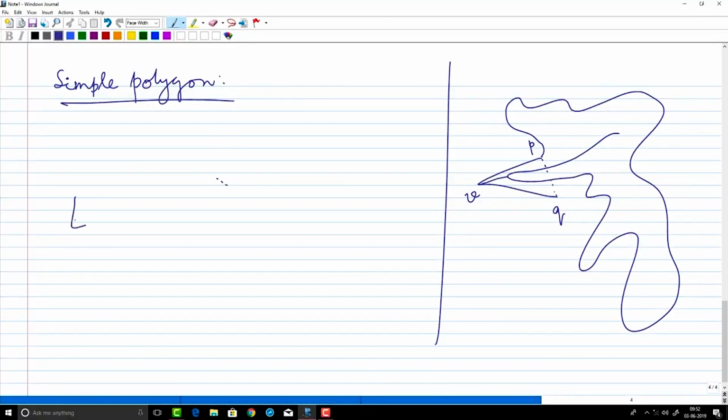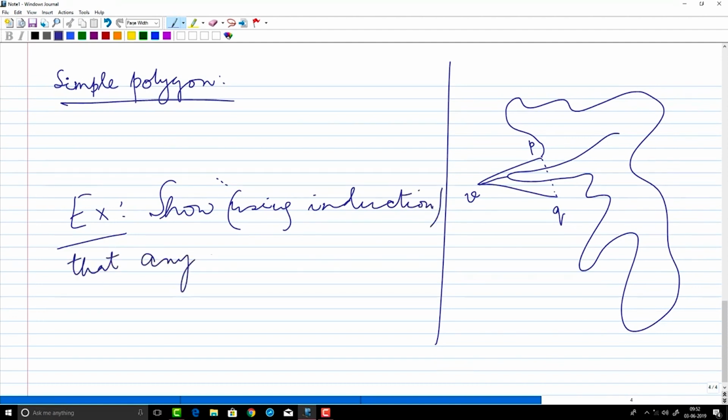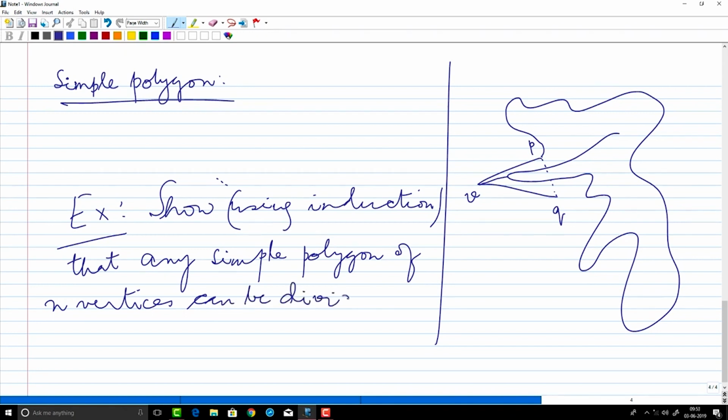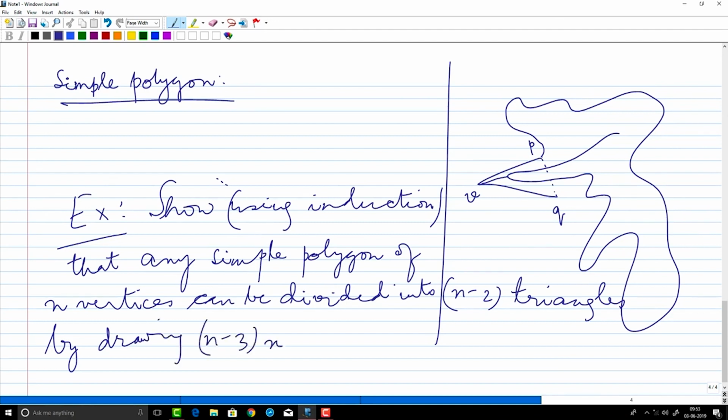So, you can think of this exercise. Your exercise is to show, possibly using induction, that any simple polygon of n vertices can be divided into n minus 2 triangles by drawing n minus 3 non-crossing diagonals.